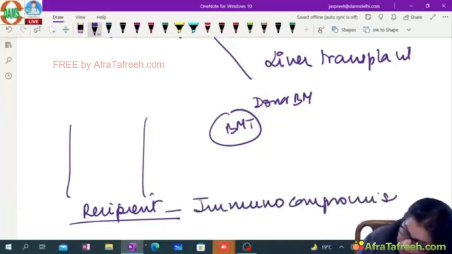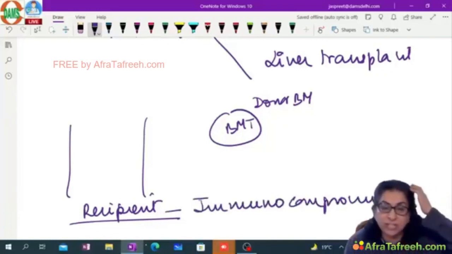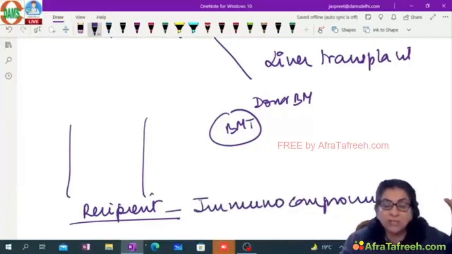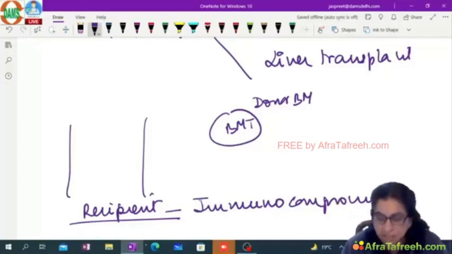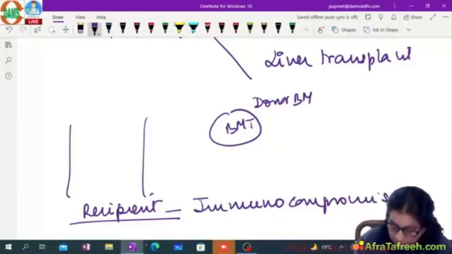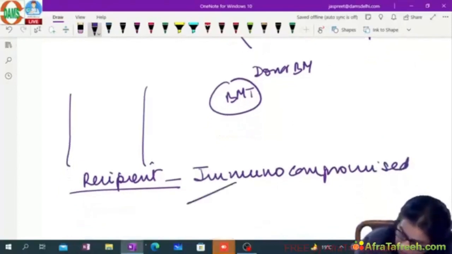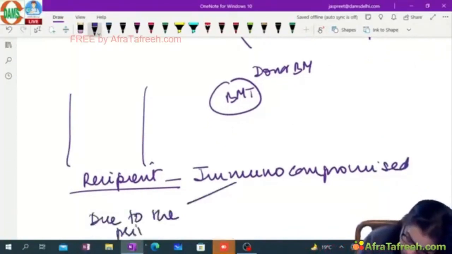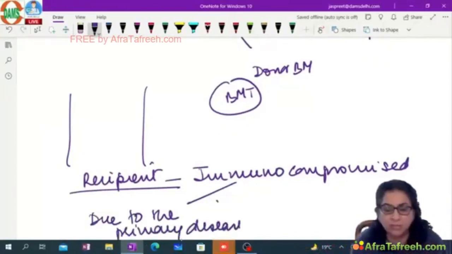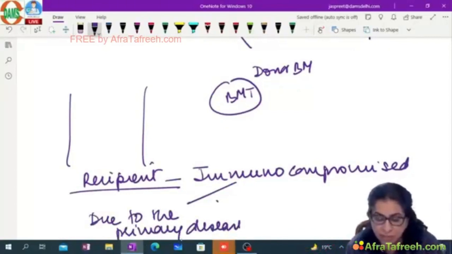In the case of kidney transplant, which I showed you, transplant rejection, what was the concept there? The recipient was immunocompetent, and if he liked the graft, he kept it, otherwise he rejected it. Here the concept is reversed. Here the recipient is immunocompromised, due to the primary disease for which he is getting a transplant. For example, whom do you give a bone marrow transplant? Say you have a child with acute leukemia.